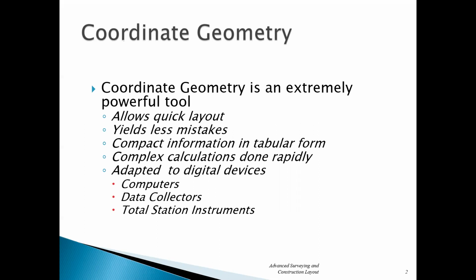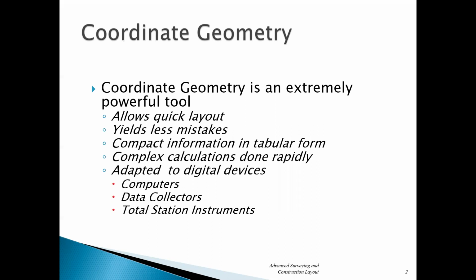But if we look at some of the advantages of coordinate geometry over doing things the older way, older style, this basically allows you to do very, very quick layout. So it's very compacted information, and having all your things in coordinates, basically it's very quick. It also will typically yield fewer mistakes. So you can occupy one point and turn angles and go distances from that one point without actually having to set up a bunch of different times and turning all these things to get to the point that you need. So it really facilitates that.